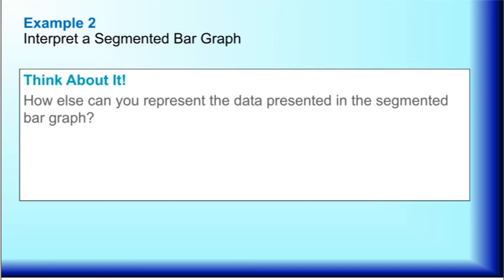How else could you represent the data presented in the segmented bar graph? We could make a two-way conditional relative frequency table with whether a person has the flu as one category and the test results as the other category. And then we can use the conditional relative frequencies given in the graph to complete the table. That is up to you with that one. But here we did the same thing in this problem that we did in the last one. It's just how they presented the material was a little bit different.